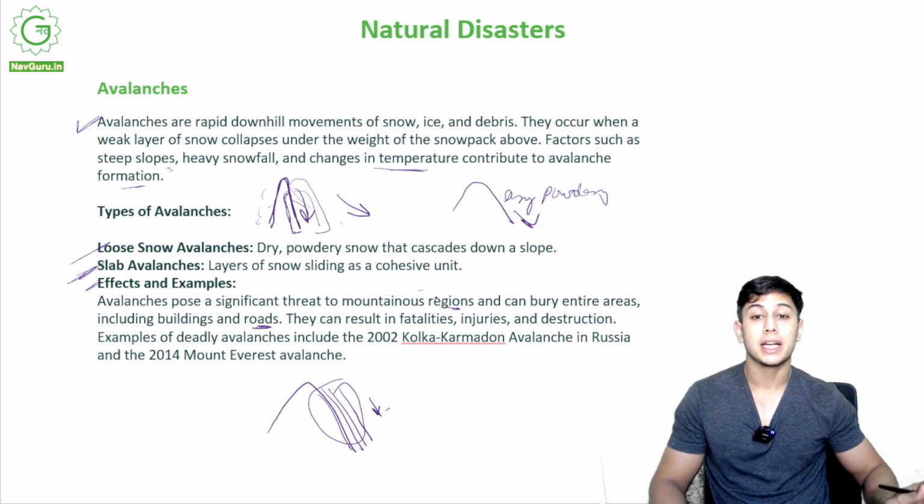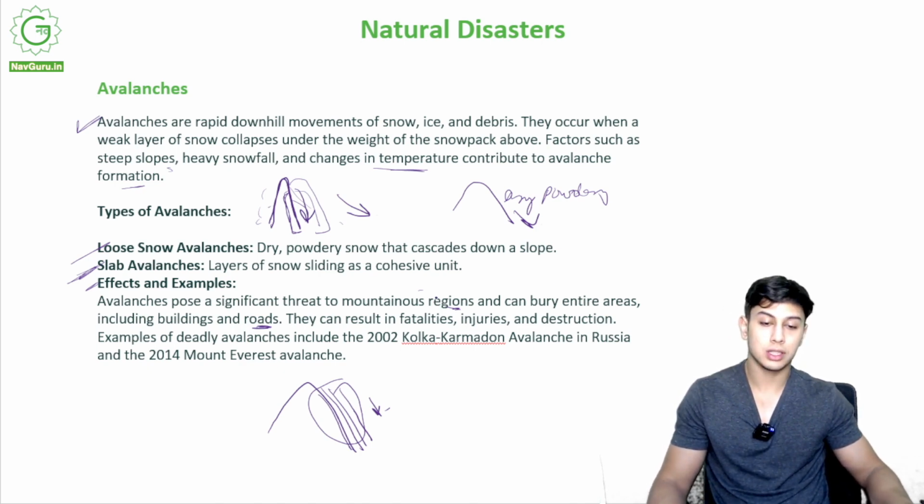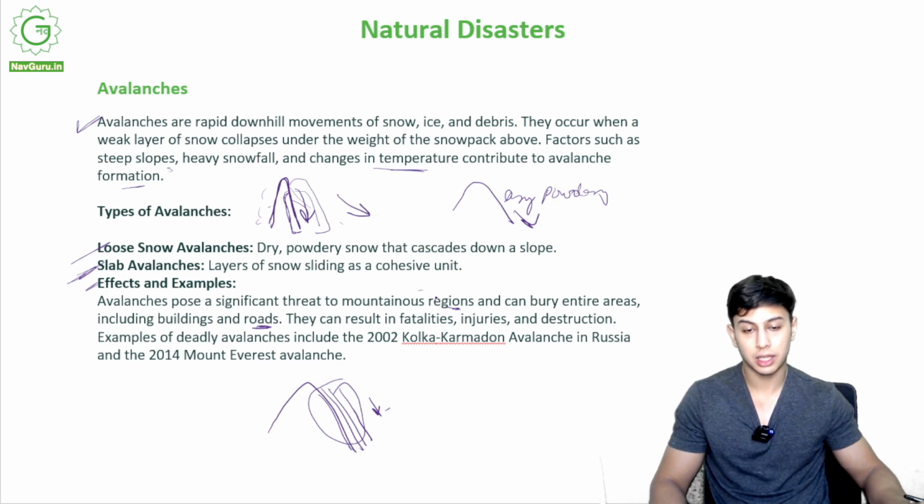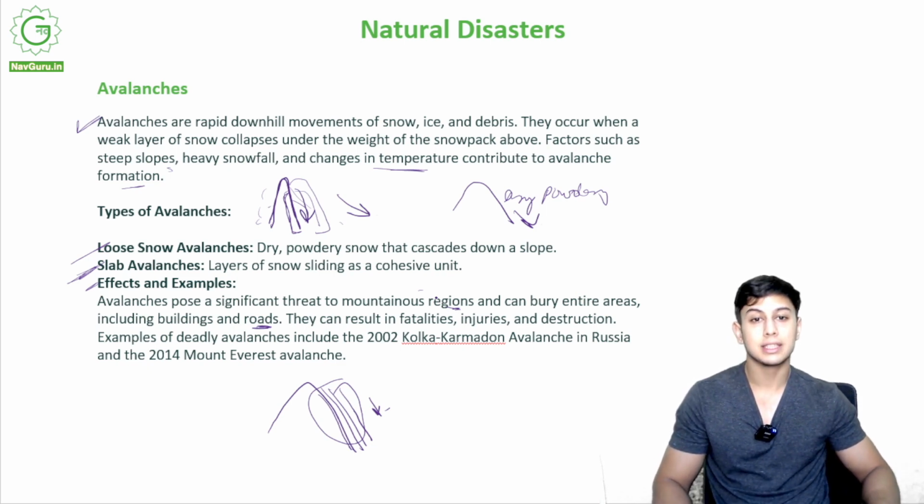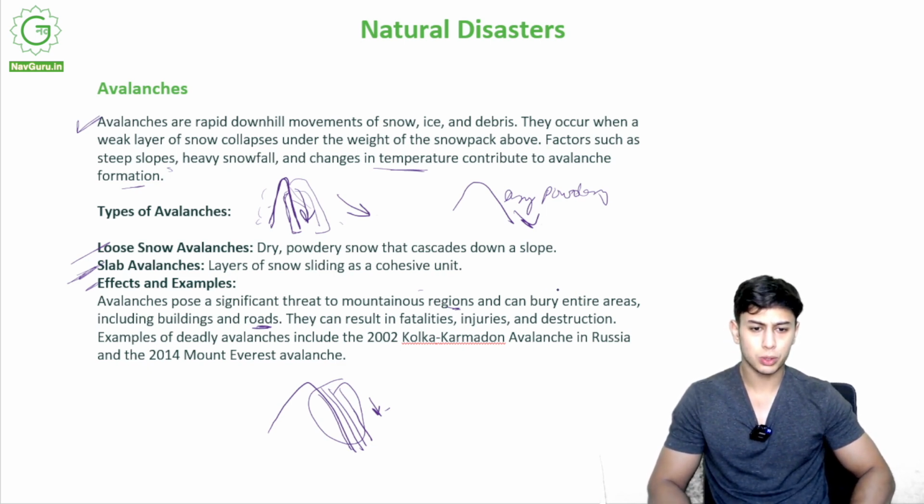They can bury entire towns. The snow is in such a large quantity that it can cover entire cities, small towns, small villages. This can be very fatal, this can lead to injuries, destruction, fatalities. People wouldn't know because they are buried under the snow, right? Even the dead bodies are not found sometimes.